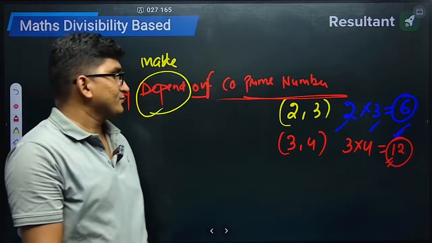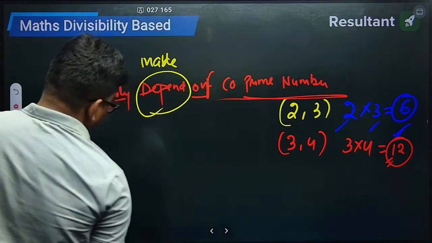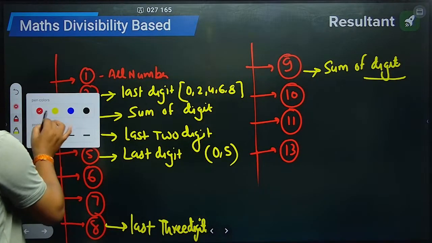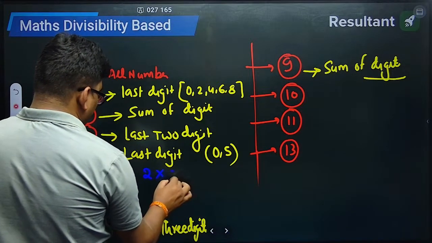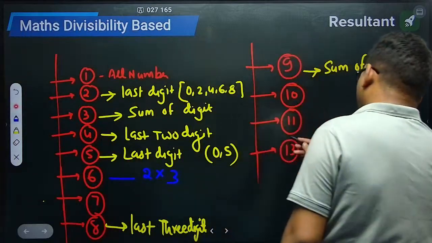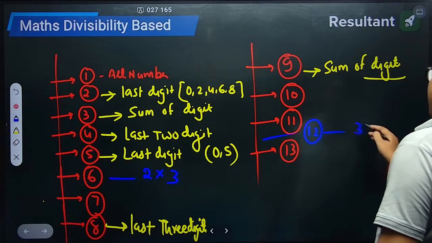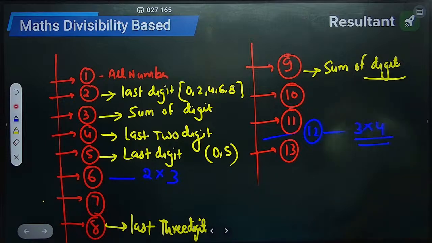So now we can fill two spaces, 6 and 12. The divisibility of 6 will depend on 2 and 3. You can say it directly, right? And after the divisibility of 11 we have not mentioned 12, but you can use 3 into 4. The divisibility of 12 will depend on 3 into 4.